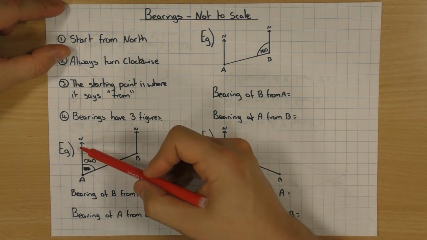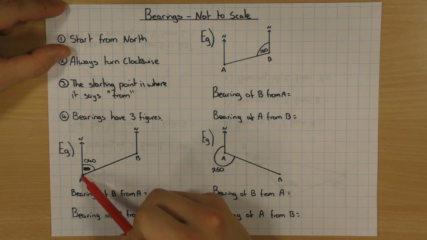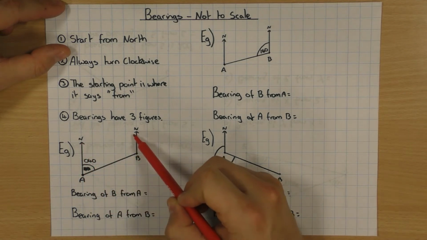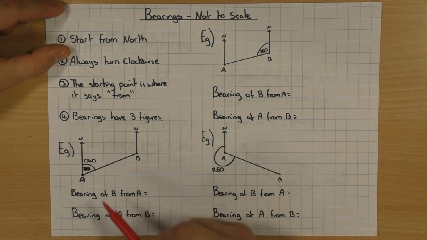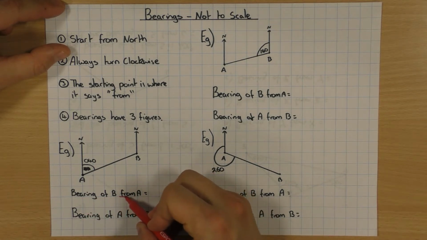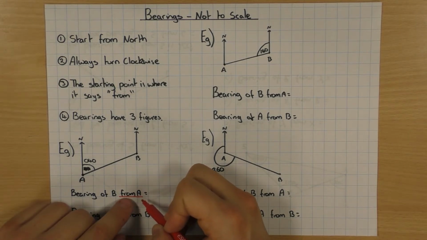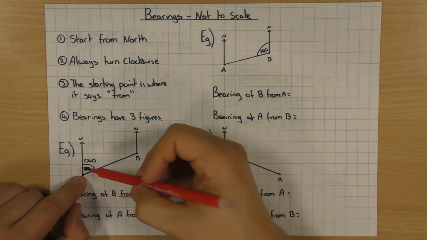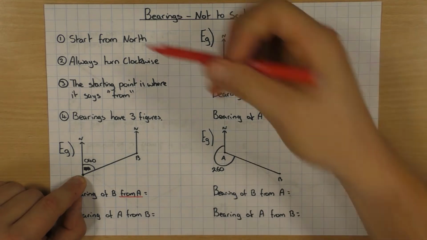This is the first one where I've got point A and point B. I've drawn my north lines because that's where I'm always going to be starting from, and I've been given this angle here of 040 degrees, or this bearing of 040 degrees. The first question wants to know the bearing of B from A. I'm going to underline this from A because it refers to rule 3. Because it's from A, that's where I'm starting from. So I'm starting at A and I'm going to B. So I'm going to abide by these rules.